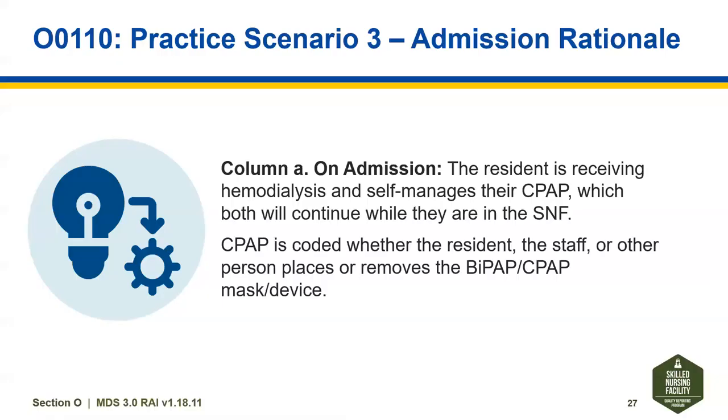And let's look at the rationale. So on admission, the resident is receiving hemodialysis and self-manages their CPAP. So both will continue while they're in the SNF. The CPAP is coded whether the resident, the staff, or another person places or removes the CPAP mask or the device.